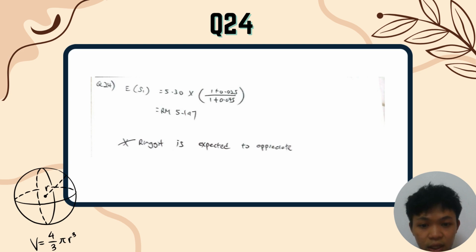So we get 5.3 multiplied by 1 plus 0.025 divided by 1 plus 0.045. So the final answer is RM 5.197. So in conclusion, RM is expected to appreciate since our interest rate is lower than the UK.